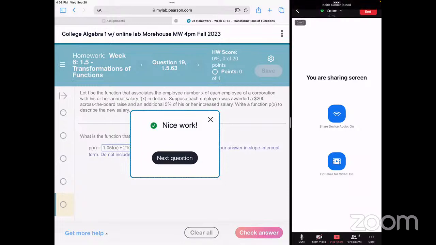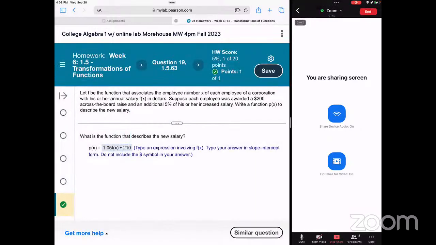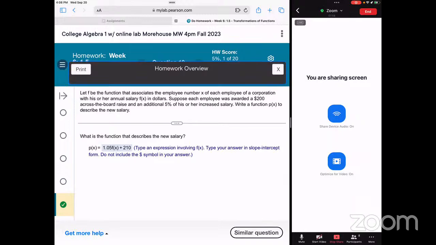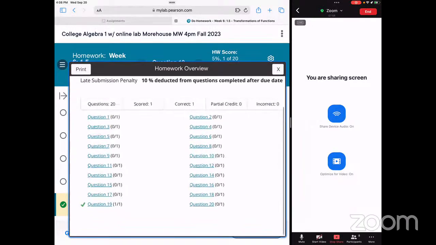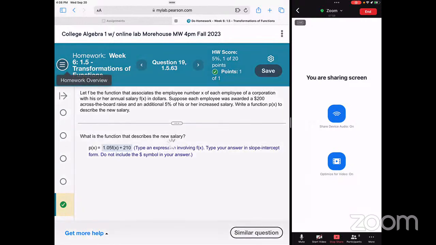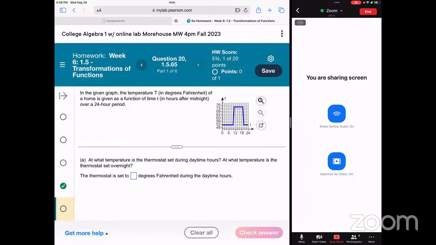Okay, so it says in the given graph, the temperature in degrees Fahrenheit of a home is given as a function of time T hours after midnight over a 24-hour period. At what temperature is the thermostat set during the daytime, and then what temperature is it set overnight? So what's the daytime temperature here? It looked like it's a quarter, and feel free to type it in the chat. I am monitoring the chat. You can see it on the screen.